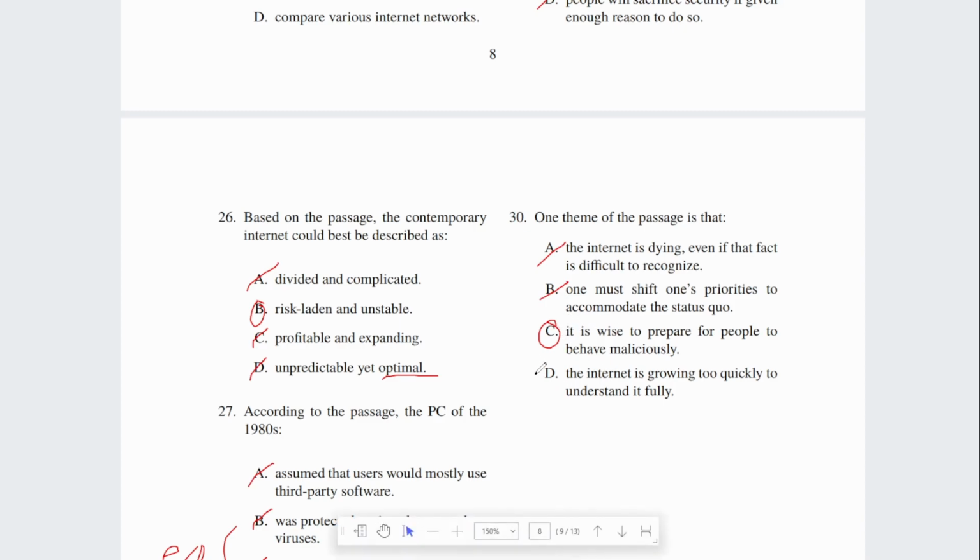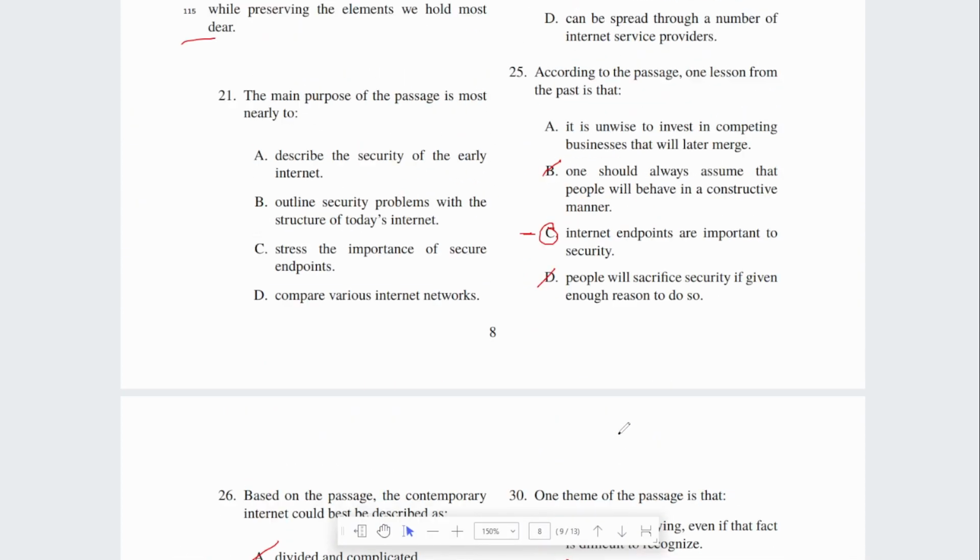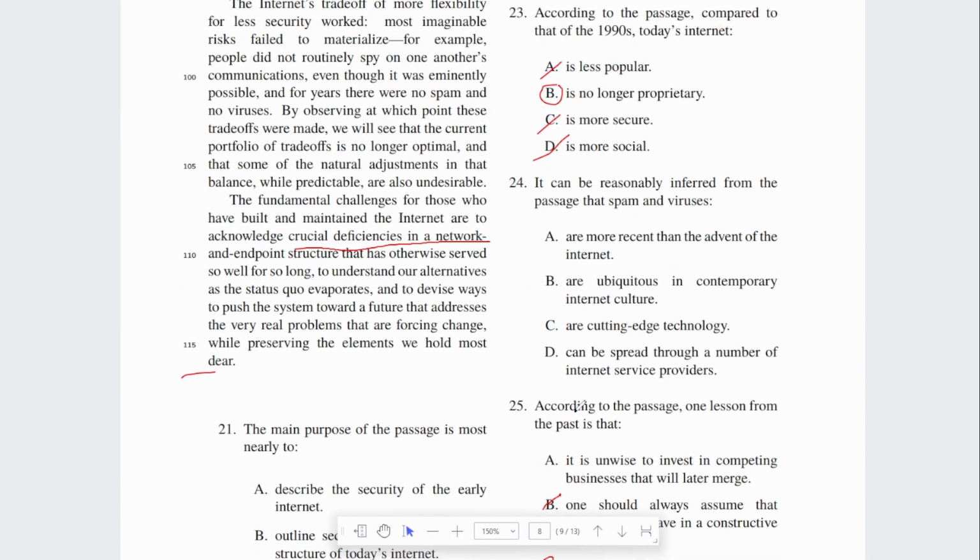And the internet is growing too quickly to understand it fully. It's just not being said here, right? It's not saying that we don't understand the internet. It's saying we need to do some things about how the internet is changing, but we can keep up with the speed of the internet changing. Okay, 24. It can reasonably be inferred from the passage that spam and viruses what?